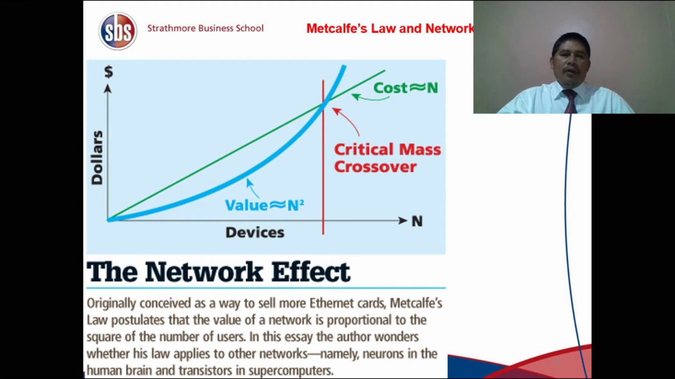The next driver of technology evolution is what we call Metcalfe's law and network economics. So the network effect, originally conceived as a way to sell more Ethernet cards, Metcalfe's law postulates that the value of a network is proportional to the square of the number of the users. In this essay, the author wonders whether his law applies to other networks. Okay, so just like Safaricom, for example, the more members in the Safaricom network, the higher the value of that network. That is simply Metcalfe's law.